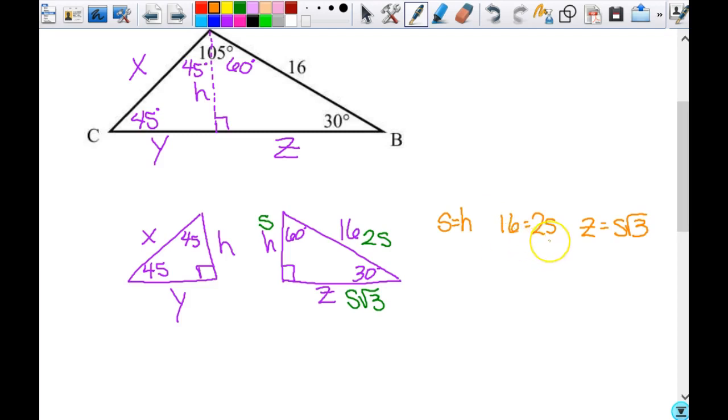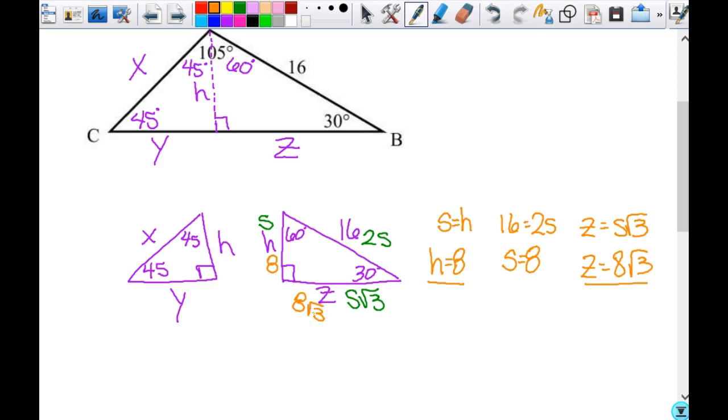I do have to solve, but it's not that big a deal, right? So S equals 8, which means that H equals 8, and Z equals 8 times the square root of 3. Not even a whole lot of work, right? It's just about how things are related to each other so that you can get them labeled. I'm going to go ahead and label them here. So this is 8. This is 8 square root of 3. And this is, well, I already had it, 16.